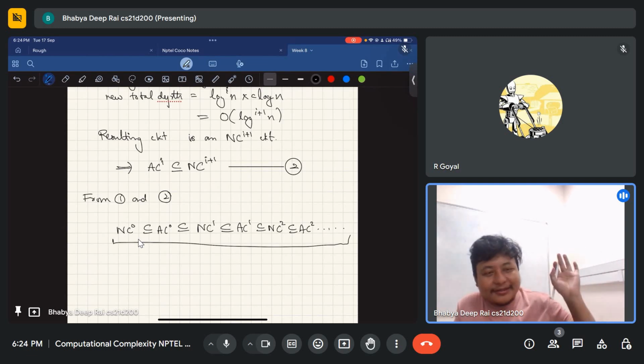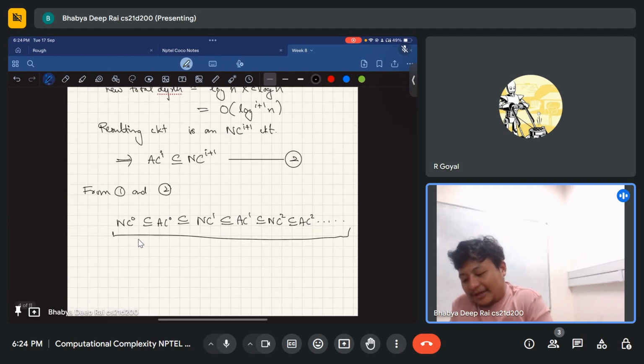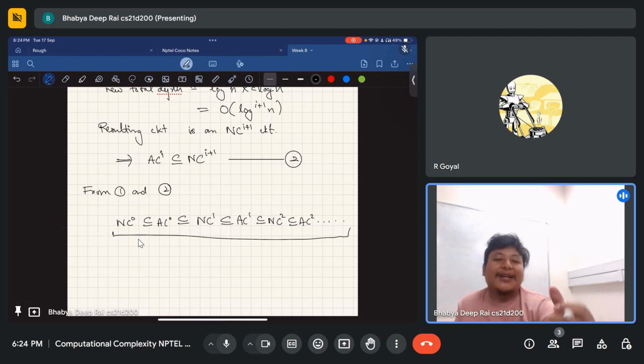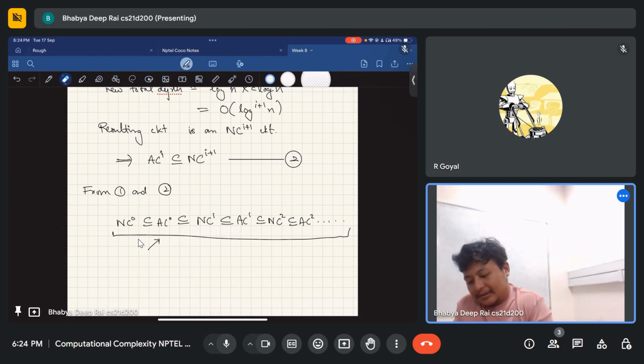This is an infinite chain. If you take the union, let's say you include all possible languages here, these are still polynomial size circuits with log to the I depth. Now log to the I may be very large also. If I is great enough, then the resulting depth could be polynomial also. So the NC hierarchy is equal to AC.